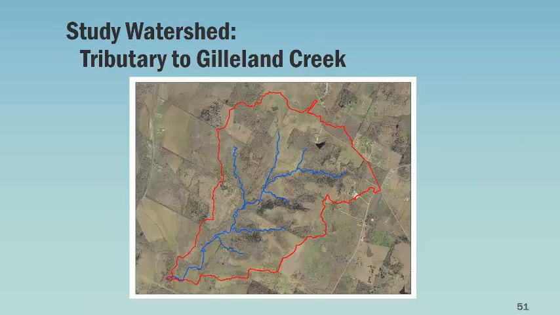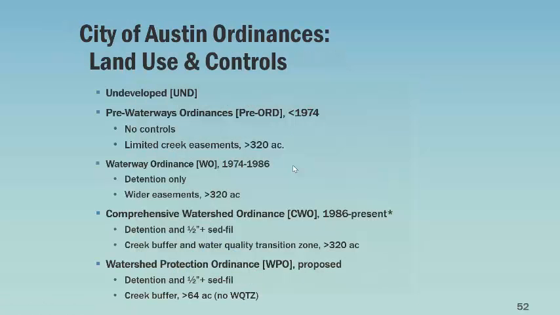Okay, so this is the watershed that the city wanted to evaluate under various scenarios, or various ordinances that the city has put in over a period of time. As you can see, it's completely undeveloped. There may be a small agricultural pond in the upper part of the watershed, but otherwise it's pretty much undeveloped area. So we ran several different scenarios.